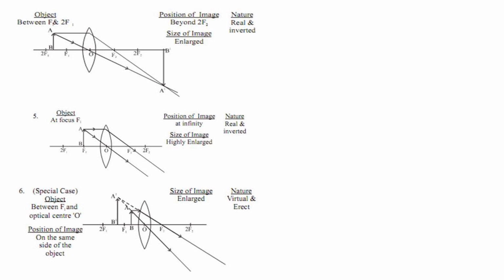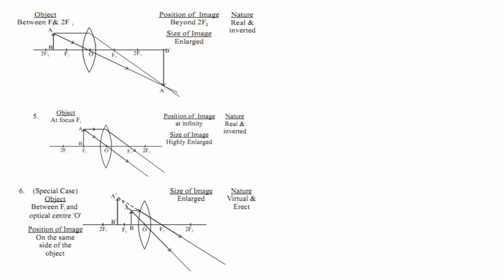Let's take another case. Here the object is between the center of curvature and the focus 1. Now the object is coming closer to the lens, and we will take one ray. It is passing through the principal focus. It was initially parallel to the principal axis, and passes through the principal focus. Another ray is going through the optical center, and they are meeting over here.